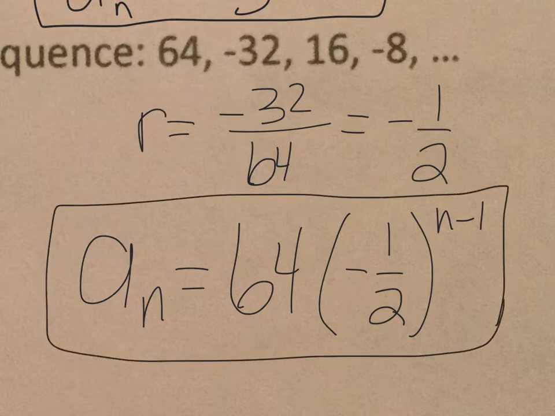Okay, we know it's geometric because we're dividing by 2. 64 divided by 2 is 32. 32 divided by 2 is 16. 16 divided by 2 is 8. But because it goes positive, negative, we have a negative ratio.